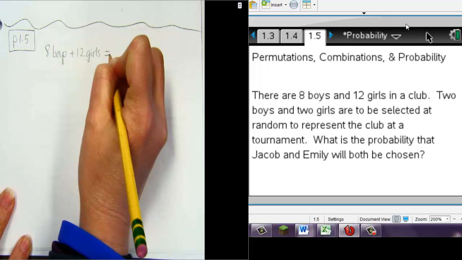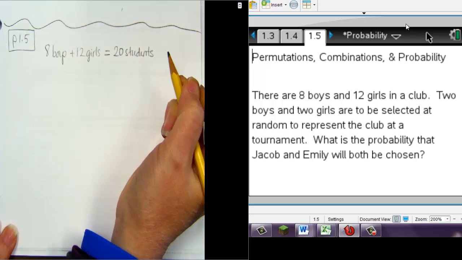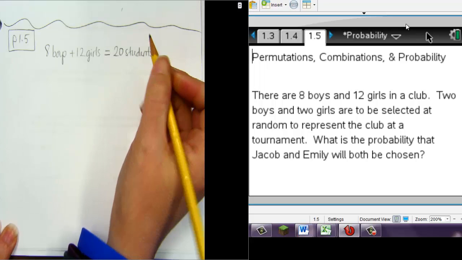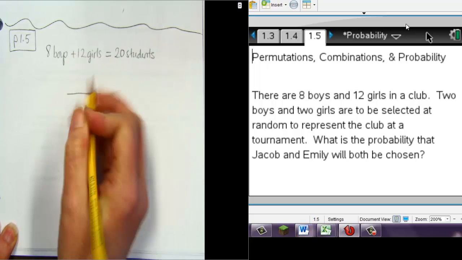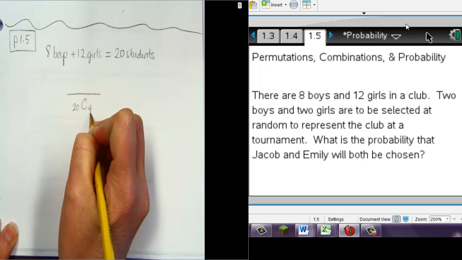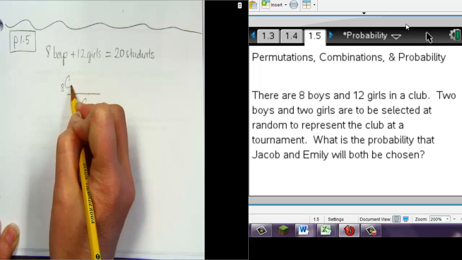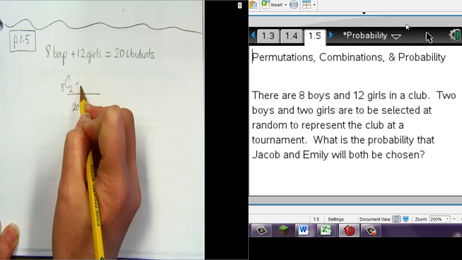In the numerator, you need to split it up. I have 8 boys that I'm choosing 2 from, and 12 girls that I'm choosing 2 from. And "and" in probability means multiply. And again, we're choosing boys and girls, and the order in which I choose them doesn't matter. If Sue and Emily are on the team, it's the same as Emily and Sue. So those are combinations as well.